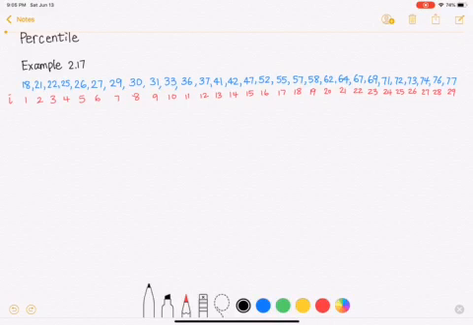We want to find the 70th percentile of this list of 29 numbers. I already listed the index i, the position of the numbers, below this list. And now, let's say the first example: if we want to find the 50th percentile, that is the same as the median.